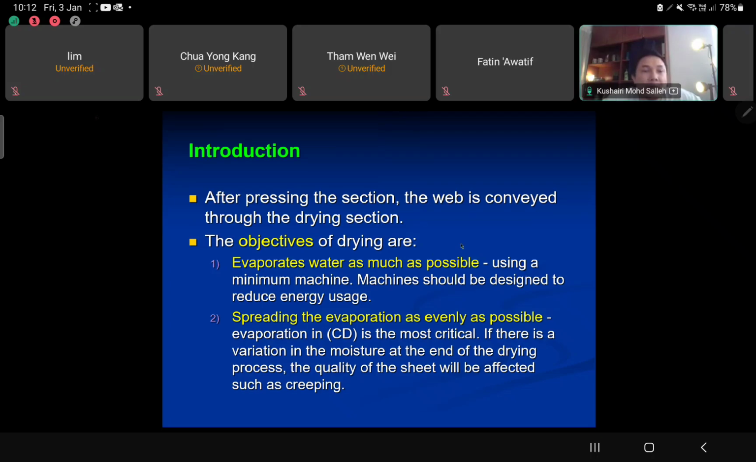So for the introduction in the drying process, this is the introduction. After the pressing section, the web is conveyed through the drying section.